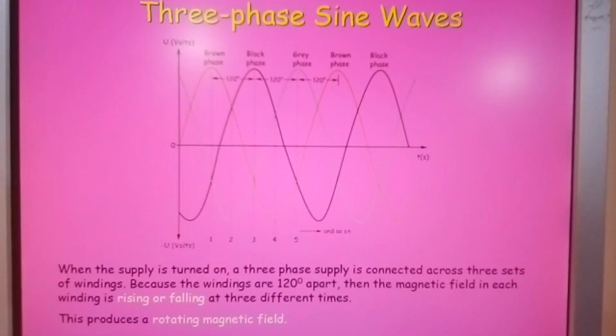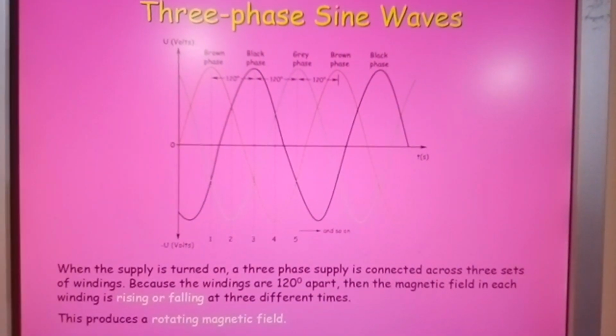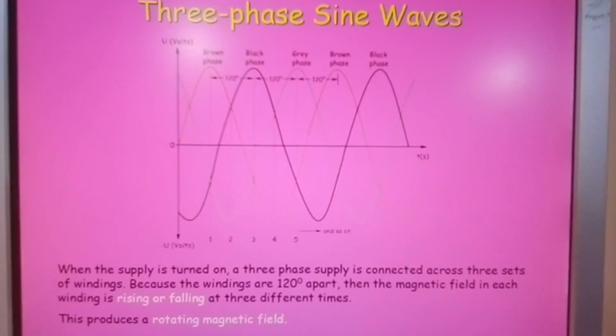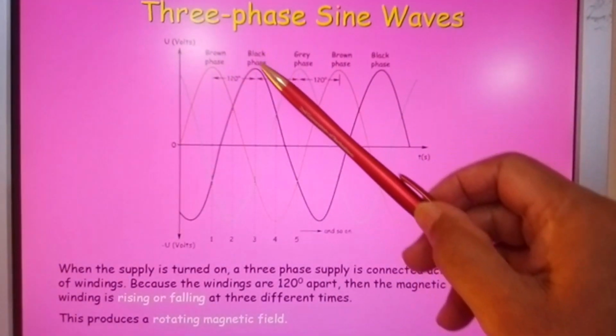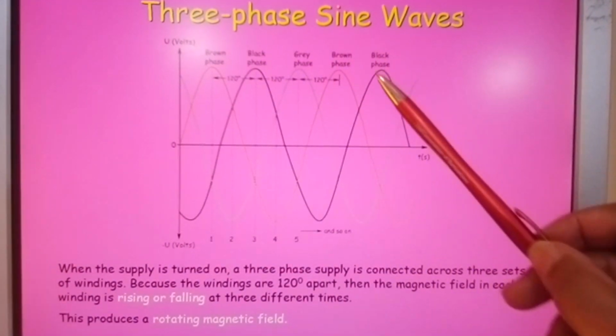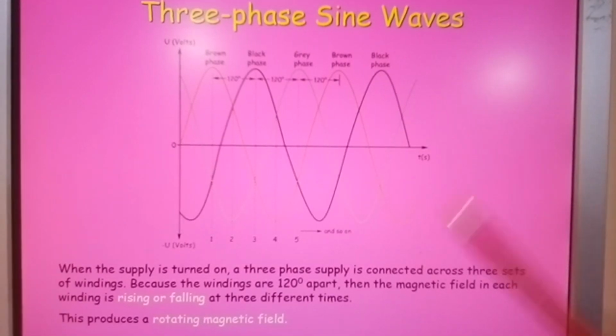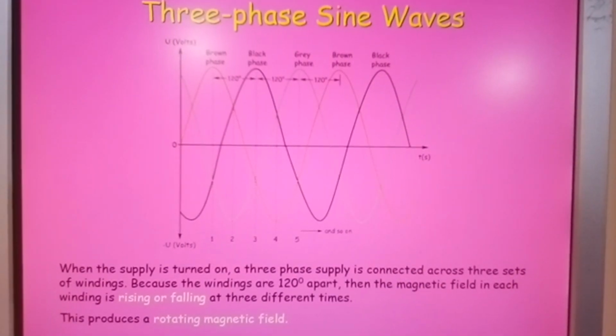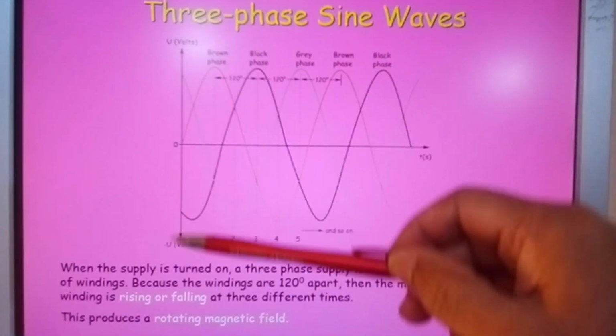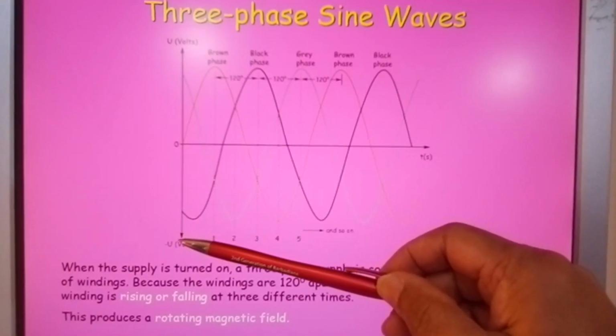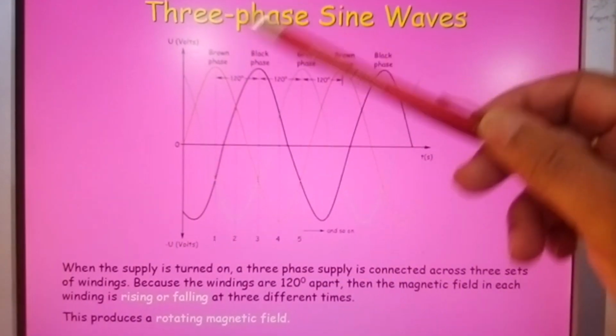And here we have the three-phase sine wave: brown, black, gray, brown, black, gray, and on as it repeats itself. That's our voltage, maximum voltage, minimum voltage. Now the voltage goes positive and negative.